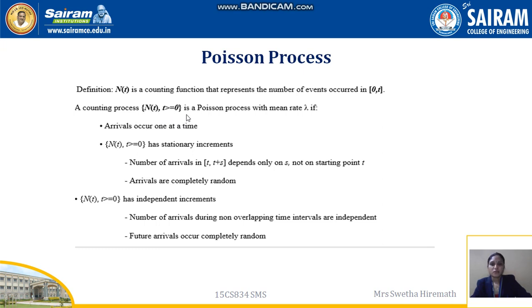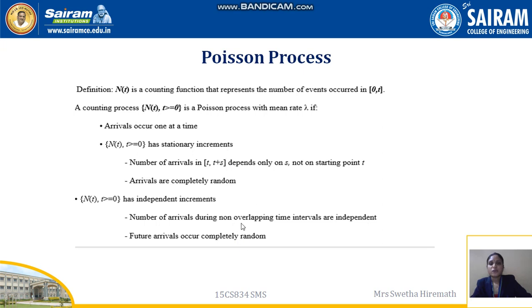N of t, for t greater than or equal to 0, is a Poisson process with mean rate lambda if arrivals occur one at a time, and N of t has stationary increments: the number of arrivals in t to t plus s depends only on s, not on the starting point t. Arrivals are completely random. Also N of t has independent increments: the number of arrivals during non-overlapping time intervals are independent. Future arrivals occur completely randomly.